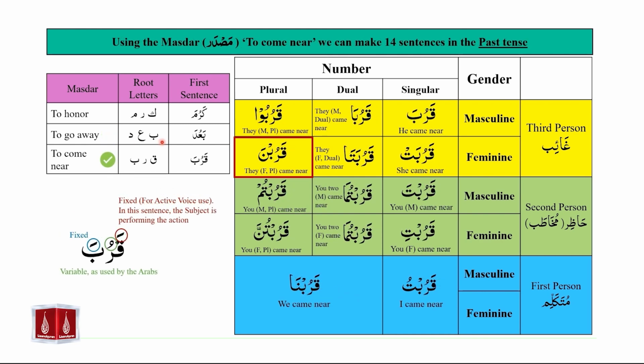The root letters ba, ain and dal were used for the meaning of to go away. In contrast, qaf, ra and ba are used for the meaning to come near. Qaruba is written on the same pattern as karuma and ba'uda. Qaruba, he came near. Qaruba, qarubu.